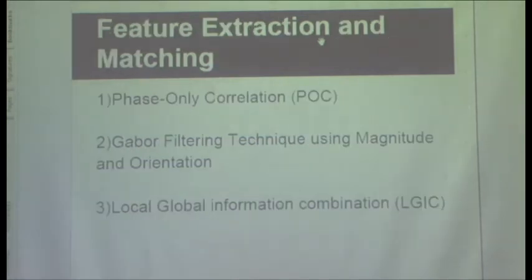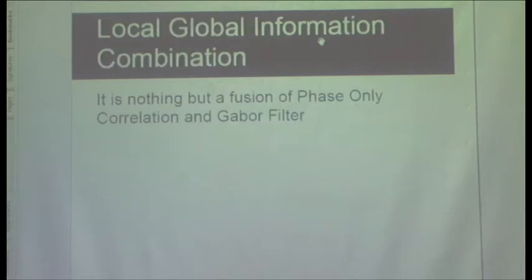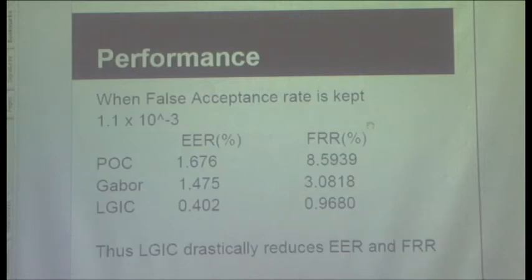I have read 3 papers related to my project, and those 3 papers talk about these 3 techniques. First is phase only correlation, second is Gabor filtering technique, and third is local global information combination. I will be doing the third one, which is nothing but a fusion of these 2 techniques. By doing the fusion, the performance is drastically improved. That is why we are doing fusion, as you can see from the results.